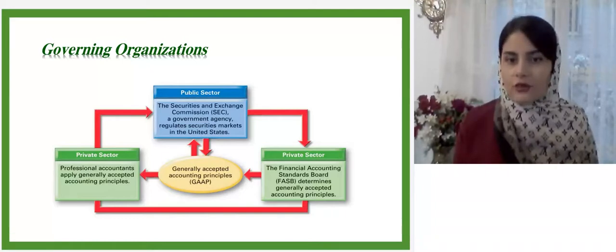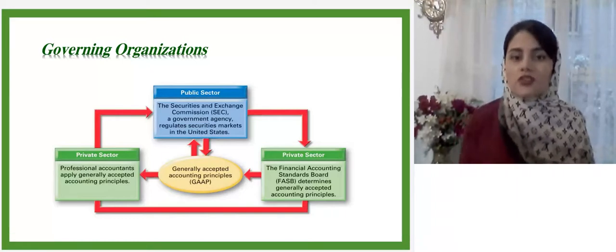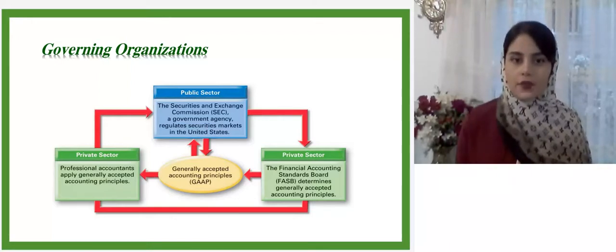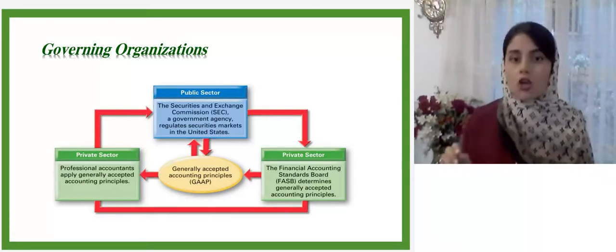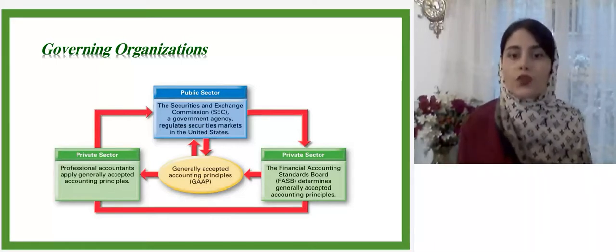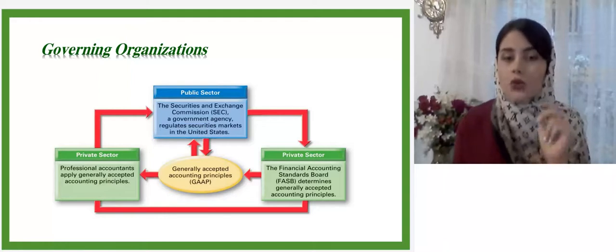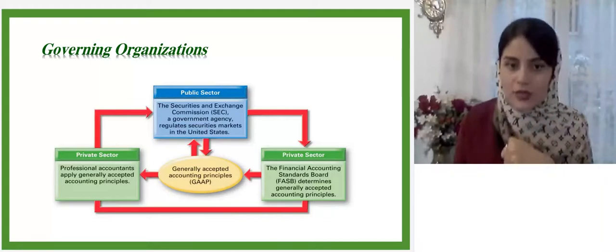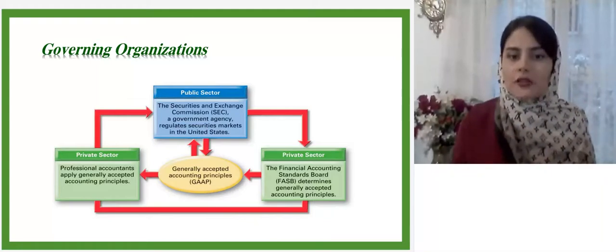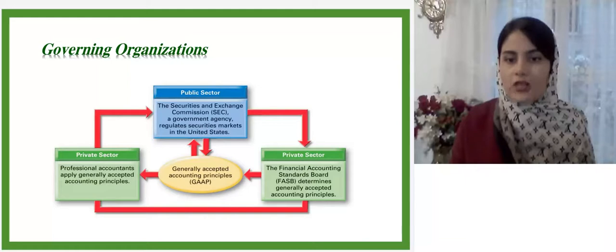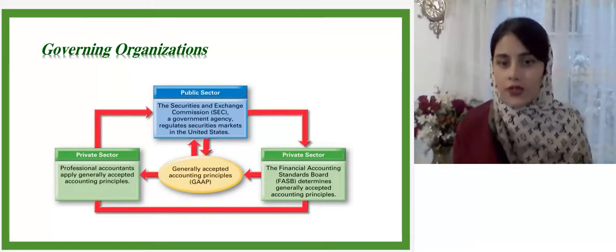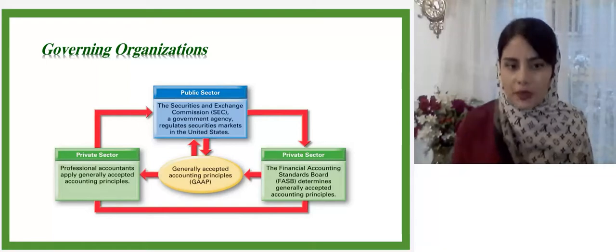Certified Public Accountants, or CPAs, are professional accountants who are licensed to serve the general public. And Certified Management Accountants, or CMAs, are professional accountants who work for a single company. Both groups of accountants have passed qualifying exams. And the rules that govern public accounting information are called Generally Accepted Accounting Principles, which is GAAP.